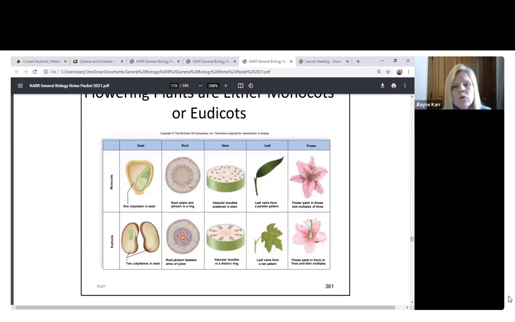When we look at the root, if we do a cross-section of the root of a monocot, we can see the vascular tissue. The vascular tissue is xylem and phloem. Xylem transports water, phloem transports food for the plant. So you can think of phloem starts with that F sound and food starts with an F sound. So phloem is for food transport.